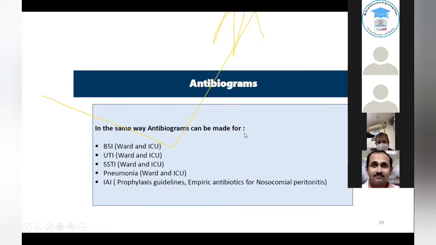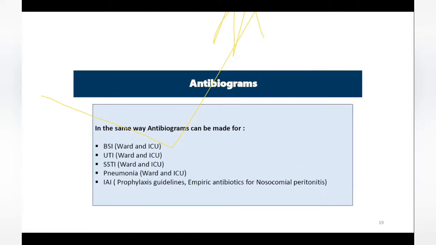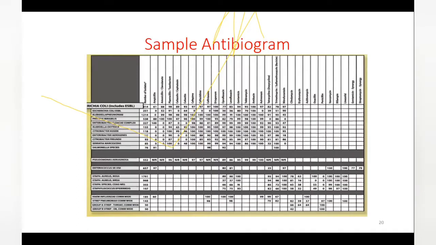Similarly, the antibiogram can be prepared against bloodstream infection, urinary tract infection, surgical infection, or pneumonia for a particular setting like ward or ICU. This is how a sample antibiogram looks against the particular organisms of a particular area against different antibiotics. The sample antibiogram consists of the sensitivity percentage.